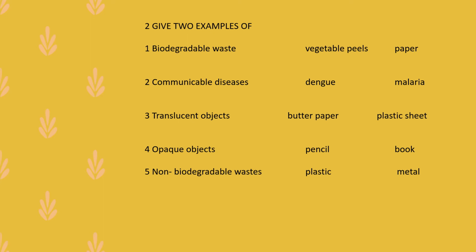And the last one is non-biodegradable waste. Children, non-biodegradable waste is the waste which does not decompose easily and stays in the soil for a very long time. It causes soil pollution. Biodegradable waste does not cause any pollution, but non-biodegradable waste causes soil pollution. Examples of non-biodegradable waste are plastic and metal.